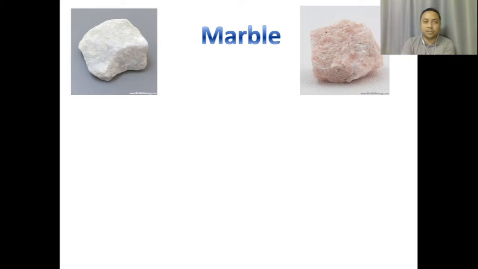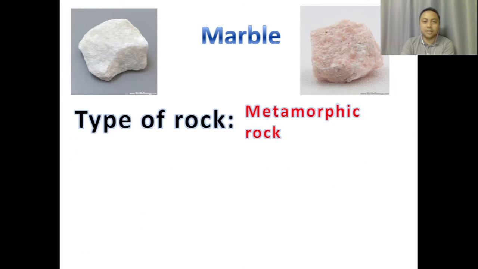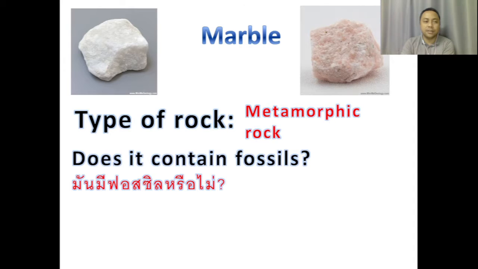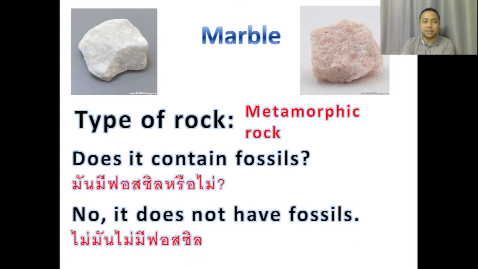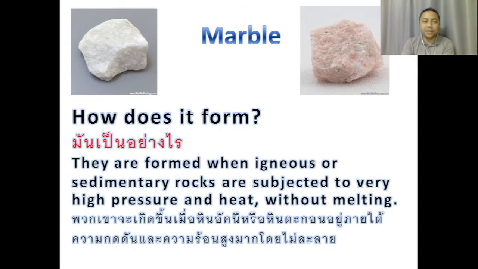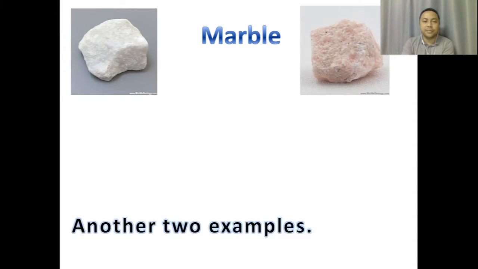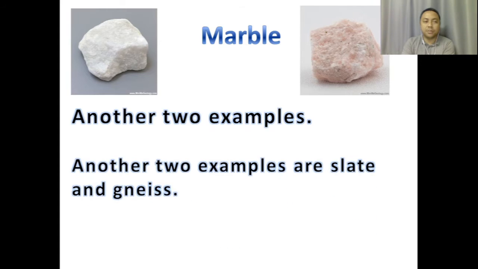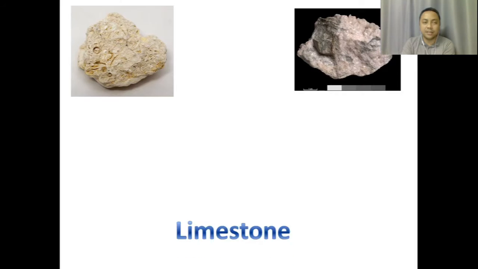These are marbles. Marbles are metamorphic rocks. Does it contain fossils? No, it does not have fossils. How does it form? They are formed when an igneous rock or sedimentary rock are subjected to very high pressure and heat without melting. Another example of marble are slate and gneiss.